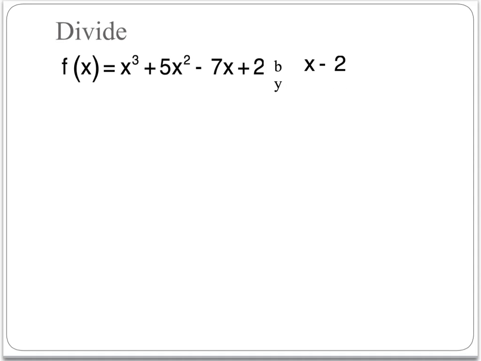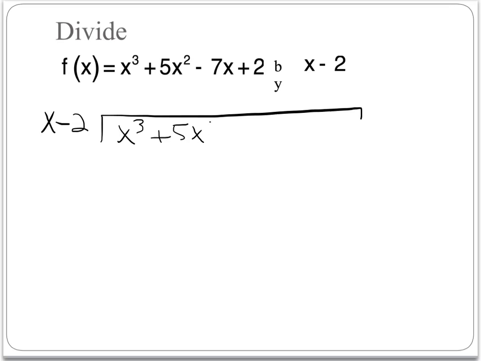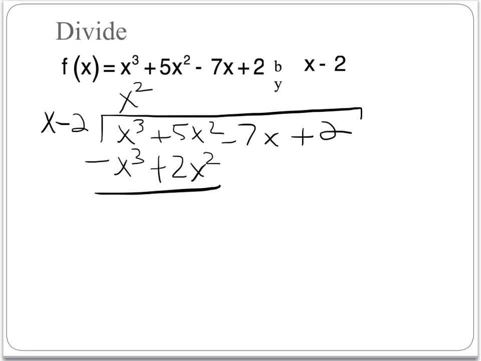Let's try another one. So again, we're going to divide. So we take the x minus 2 and put that on the outside. And then we take x cubed plus 5x squared minus 7x plus 2. No need for zeros in this one because there are no missing terms. So now, in order to get x cubed, I have to multiply x times x squared. And then I multiply it out. So x squared times x gives us x cubed. And x squared times negative 2 gives us negative 2x squared. Remember, change the sign and add them together. And bring the rest of it down.